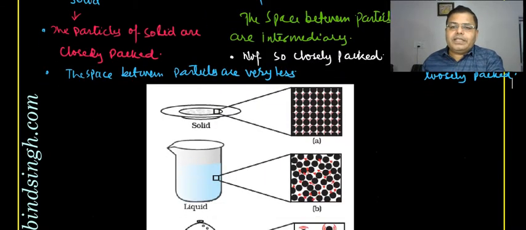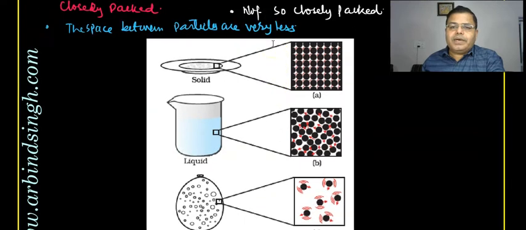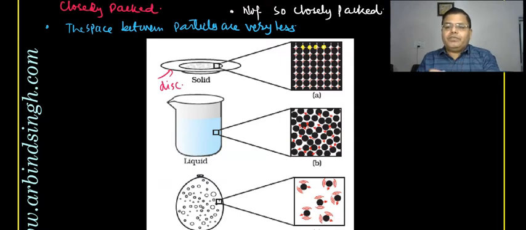And you can see this from this diagram. This is a solid, this is a disk, and the solid material is kept on this disk, or this disk is itself a solid material. In this one, the particles are so closely packed that the gap between them is very less. Small gaps are there, but very less, and they are tight together.